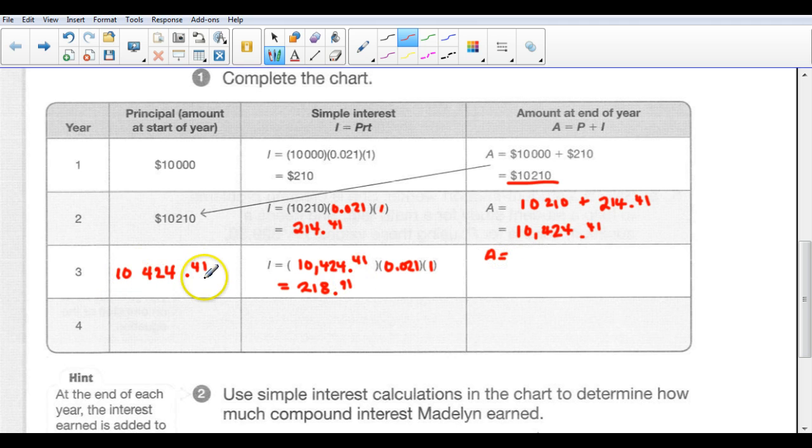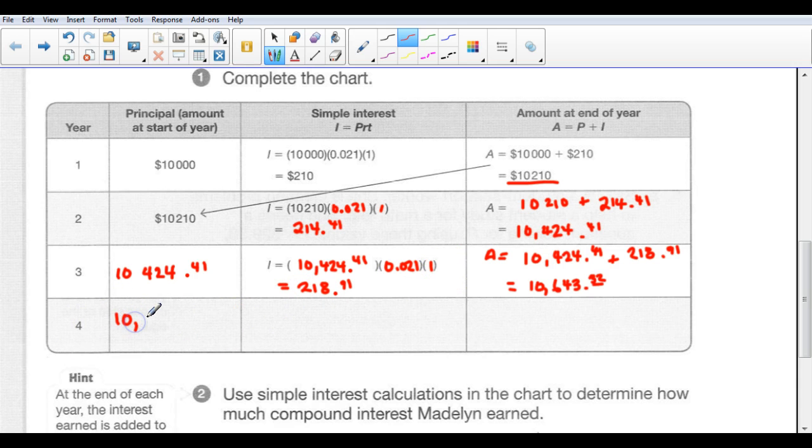So the amount of money that she's going to have at the end of the 3rd year is what she started with in the 3rd year, $10,424.41, and we're going to add to that the interest she earned on that, which is $218.91, which means she's going to end up with $10,643.32 at the end of the 3rd year. So she takes that, she reinvests it again for the 4th and final year.